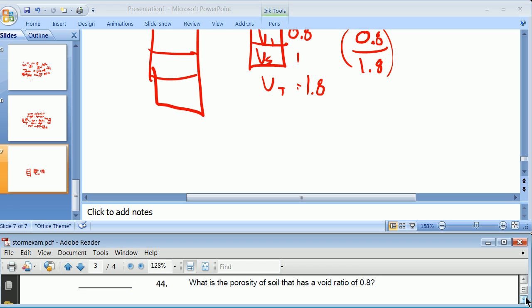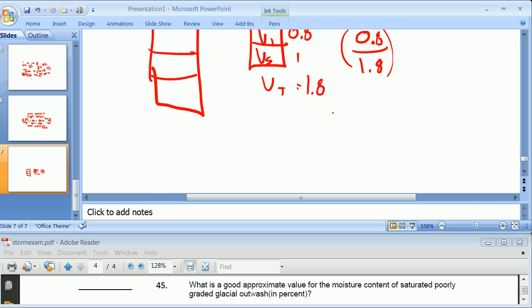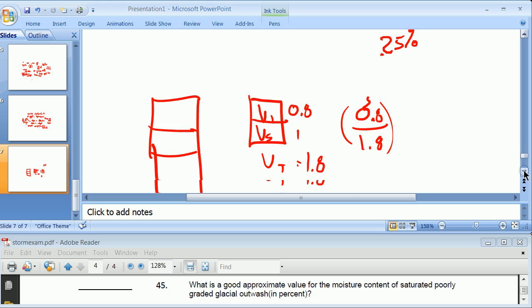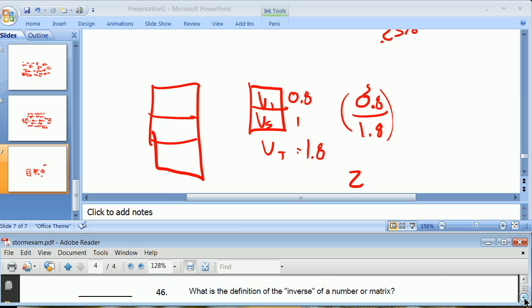Almost finished. About 25%, around 25% is a typical moisture content for saturated material out near us. It can vary, of course.